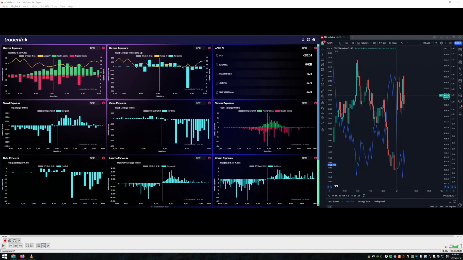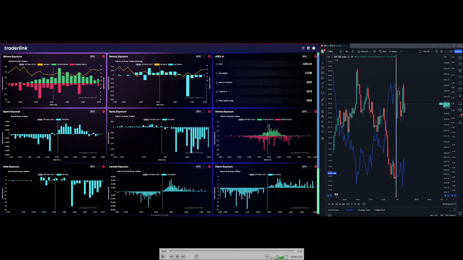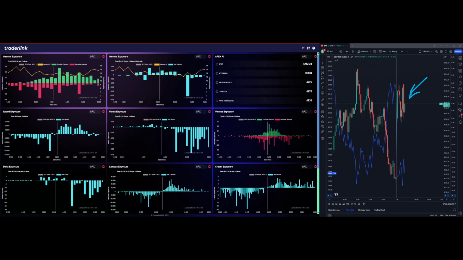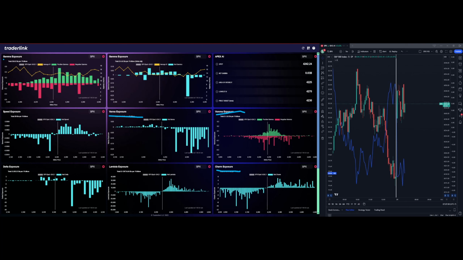Okay, it's time for some post-day analysis. Using Traderlink, it's on SPX with the VIX. That's that blue line. Some things we're going to look at today are the Charm, the VOMA, the VANA, and Gamma.